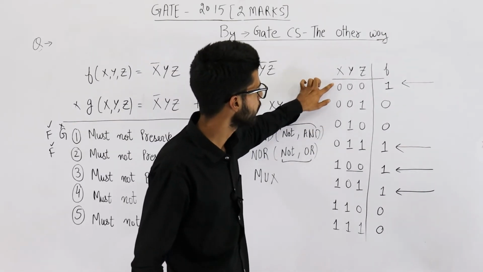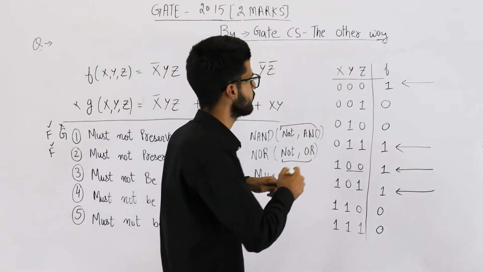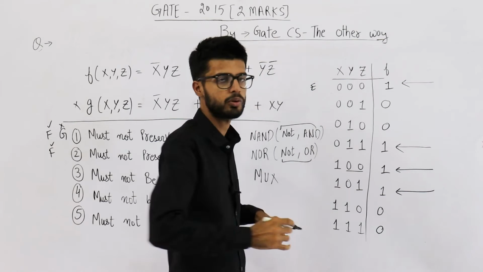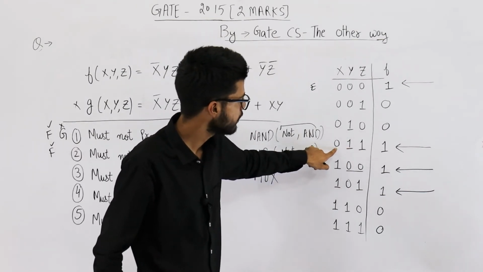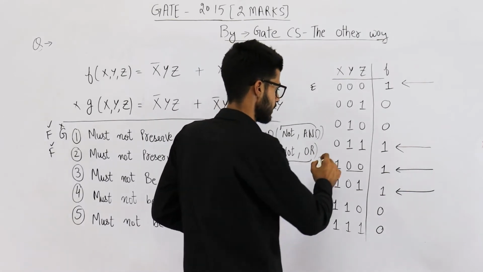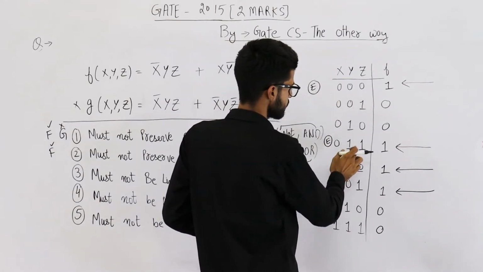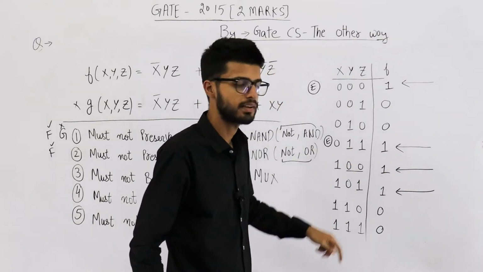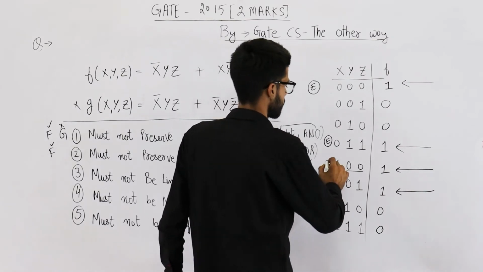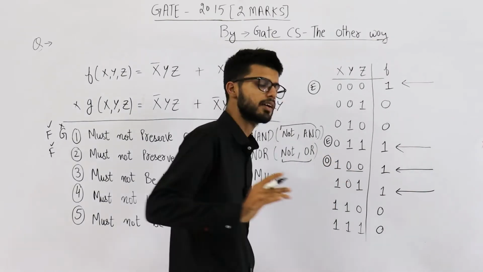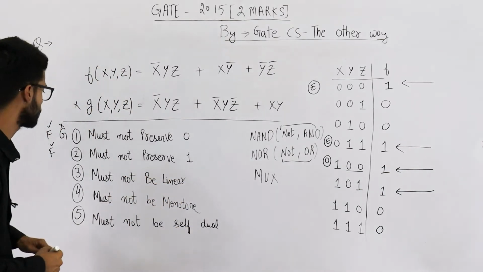Here you can see the number of inputs that are high is 0. So 0 is even. Here we have an even number of inputs that are high. Here also an even number of inputs that are high. This is 2, this is also 2. 2 is even. Here you have an odd number of inputs that are high. That means our property failed here. So this function is not linear.